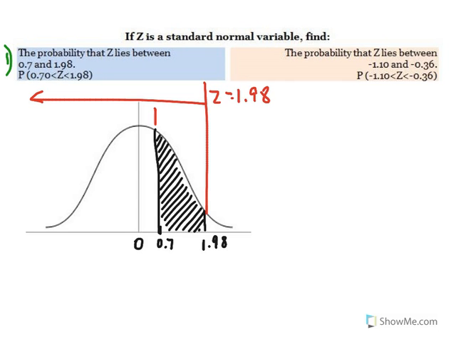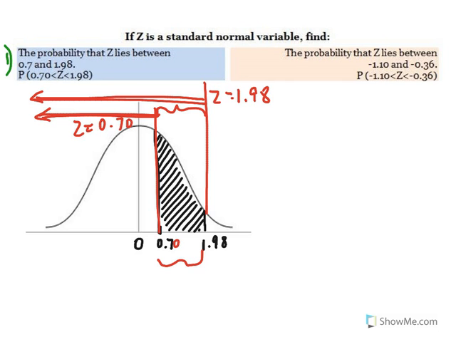Then find the area that corresponds to the left of z equals 0.70. Okay, there is a digit here, a second digit, 0. And what we need to do is subtract the smaller area from the bigger area, and then we will have the area in the middle. And that's what we need, right? We need this area right here.